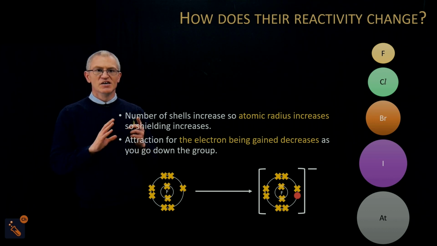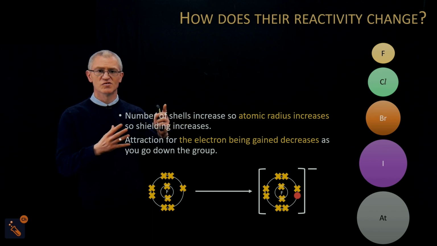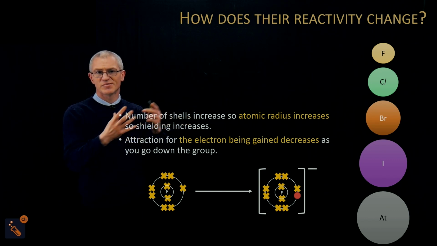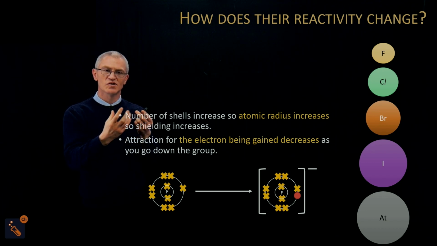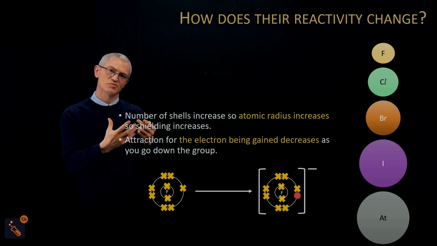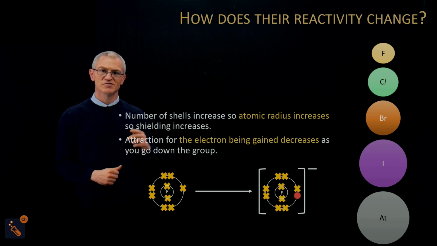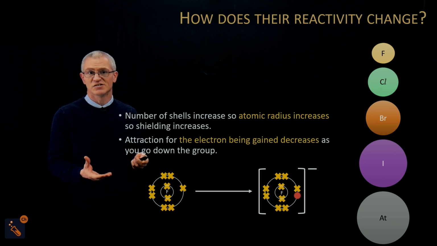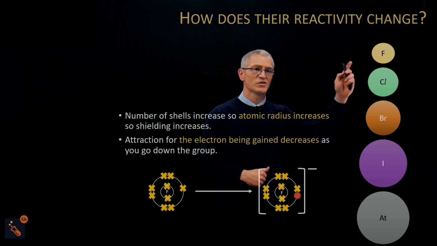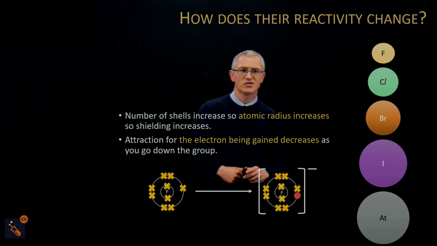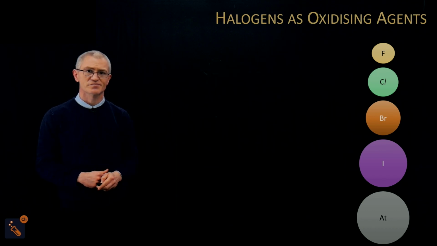Now, the smaller the atom is, the closer the incoming electron is to the nucleus, essentially, and the more the atom can pull in that incoming electron. And so basically, if you have fewer shells, you'll get an increased attraction, and therefore it'll be more reactive. So the most reactive element is going to be fluorine at the top, and then the least reactive is going to be astatine at the bottom.